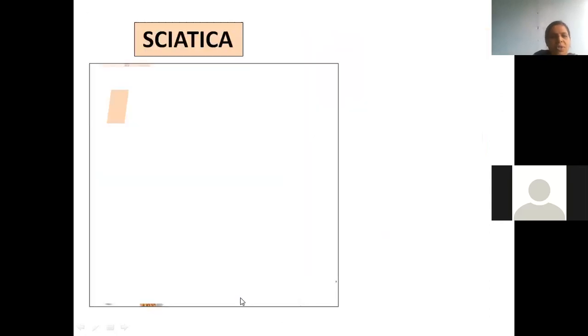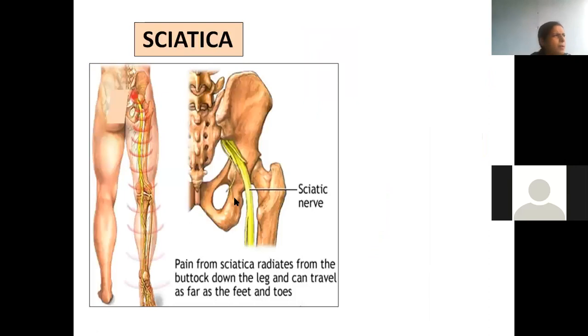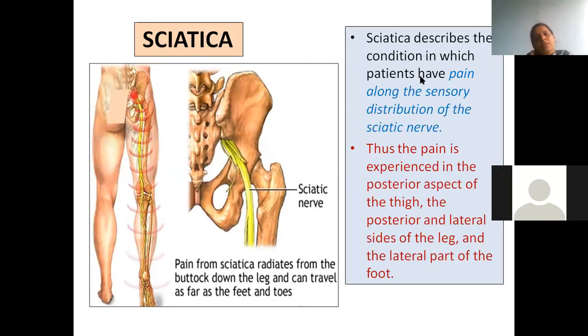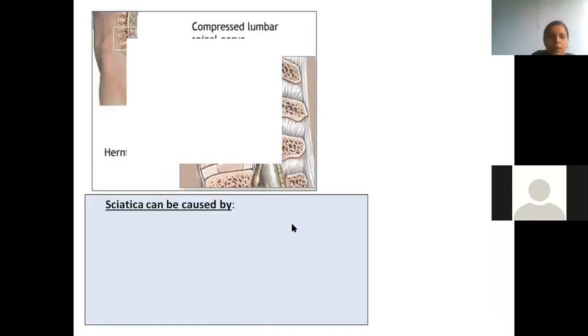Okay. So sciatica: you should have seen most old people or obese people complaining that they have pain along the posterior aspect of the thigh, and the pain radiates along the posterior compartment of the leg and goes up to the sole. That condition is actually called sciatica. Pain from sciatica radiates from the buttock down the leg and can travel as far as the feet and toes. This is due to compression of the sciatic nerve. So in the patient, the pain is experienced in the posterior aspect of the thigh. The same thing is written here.